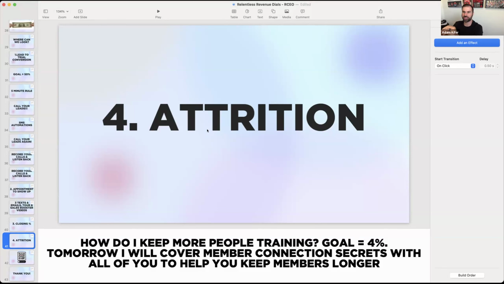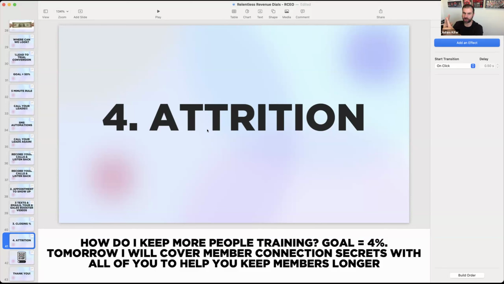When I think of attrition, besides member connection, which I think is one of the biggest parts of it, the other two arms of attrition that I think of is personal progress. So are your students actually getting better? Number two, do they actually realize that they're getting better?